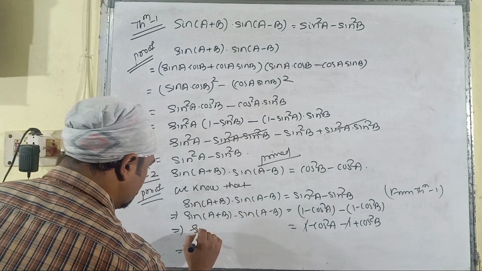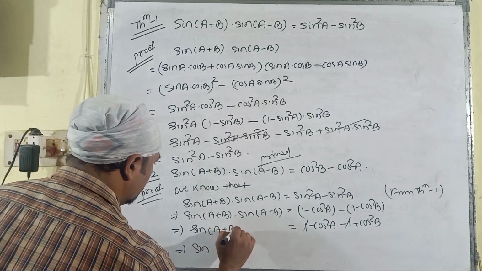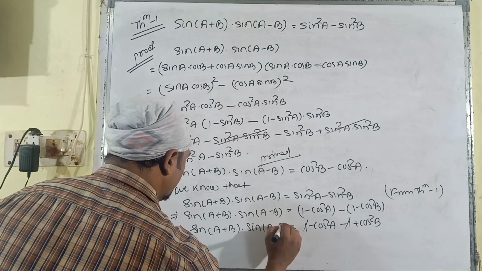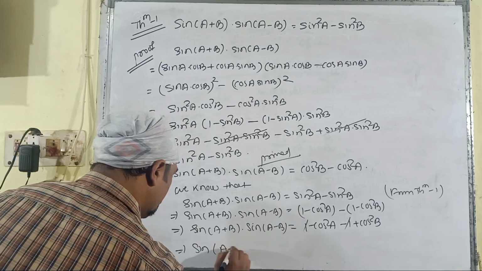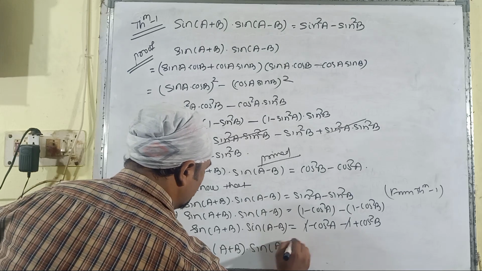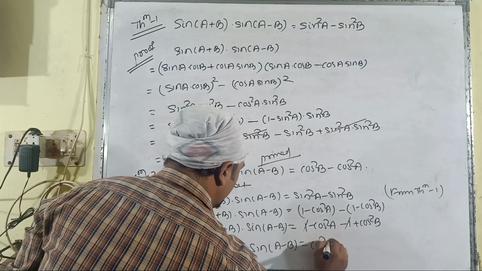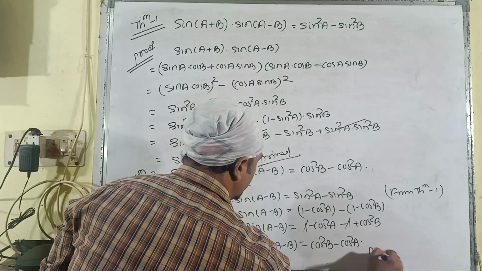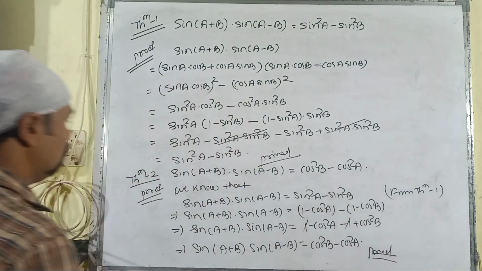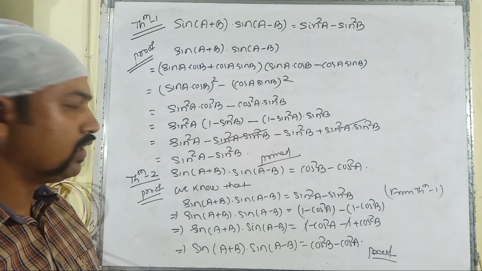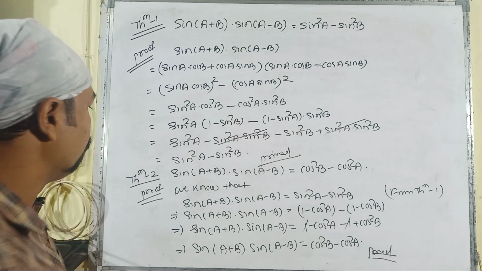You have to repeat these steps in the left hand side. So sin(A plus B) multiplied with sin(A minus B) is equal to cos square B minus cos square A, and here is the proof of theorem number 2. Then let us go through theorem number 3 as well as theorem number 4.